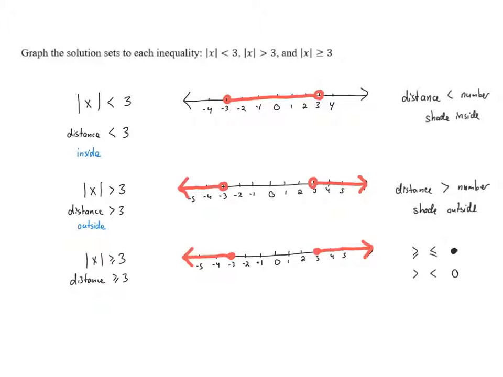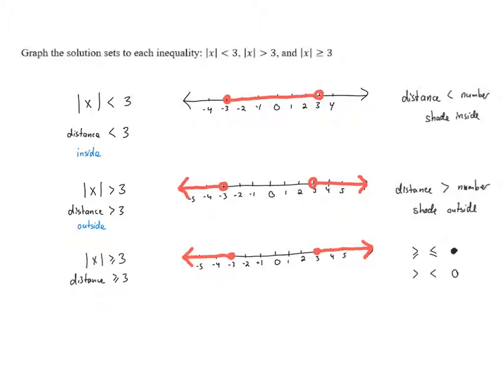So whenever the absolute value is greater than a number, we have to shade the outside because the distance has to be very far. We've got to stay far away. And when the absolute value is less than a number, we have to shade the inside because we are restricted. We have to stay close. We can't go more than a certain distance away. So we've got to stay close.